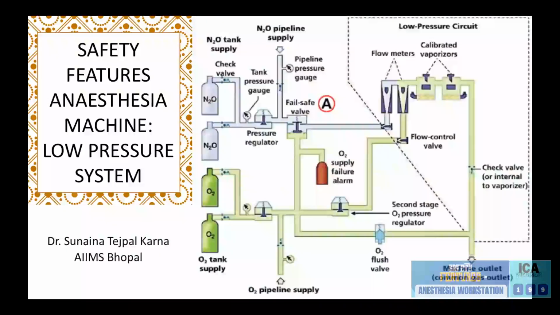Going on to the next talk in this webinar. So we have seen the high pressure and the intermediate pressure systems. Let us move on to the low pressure system. You have seen this figure multiple times till now, and the low pressure system starts downstream of the flow control valves. It contains the flow meter, the calibrated vaporizer, the back pressure bar, the manifold where the vaporizers are mounted, the check valves, pop-off valves, and the common gas outlet, right?